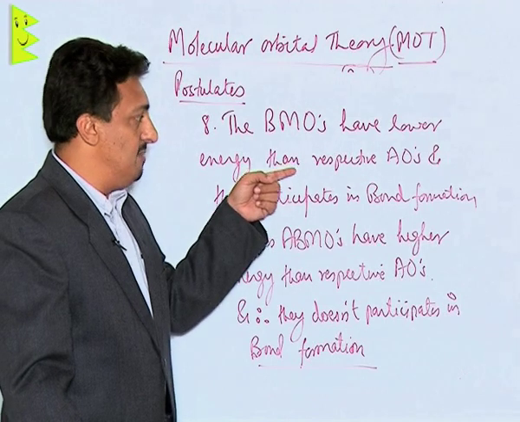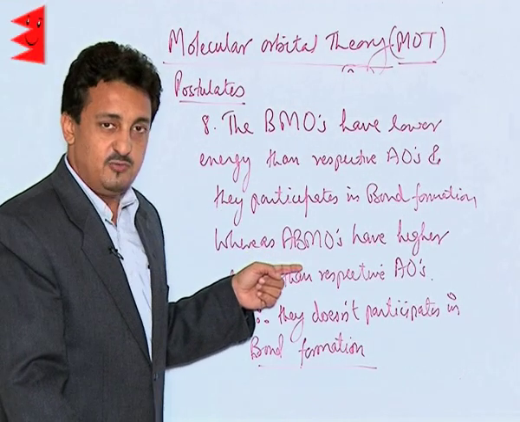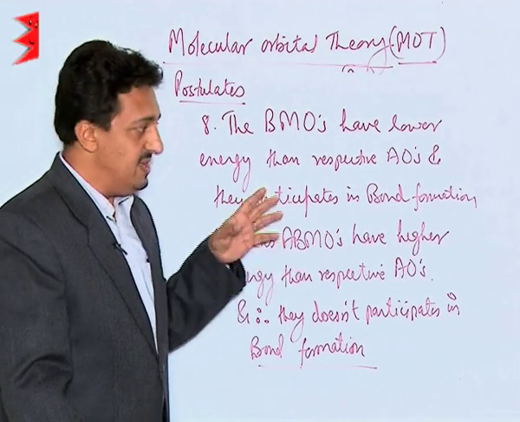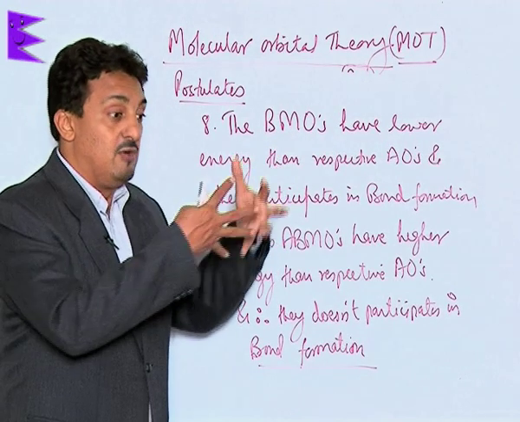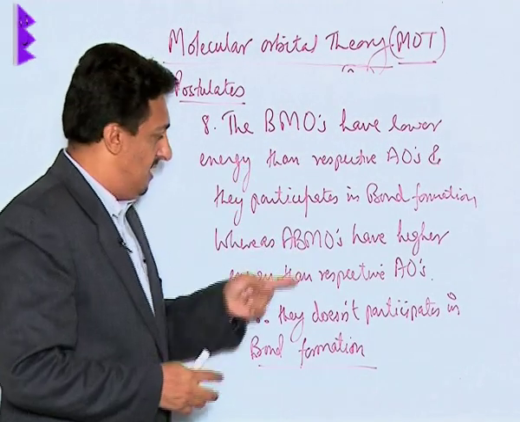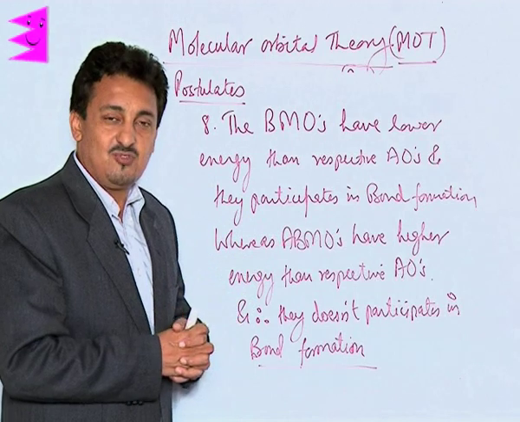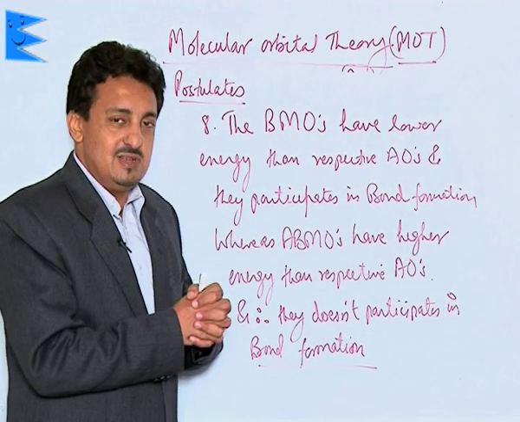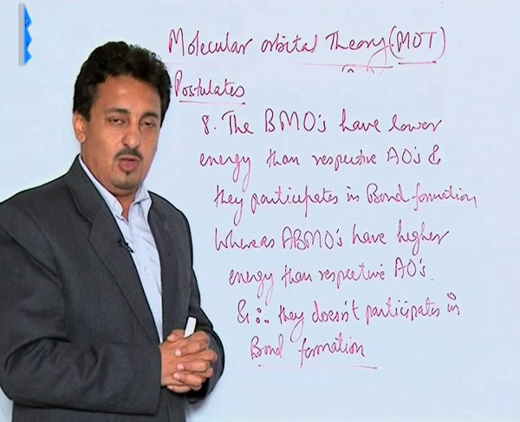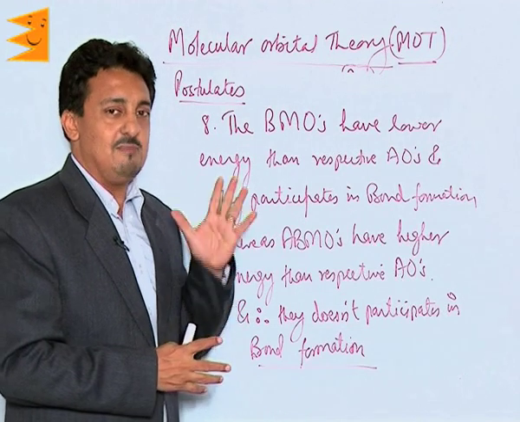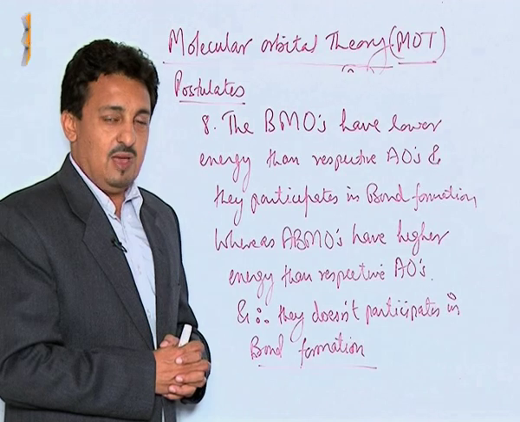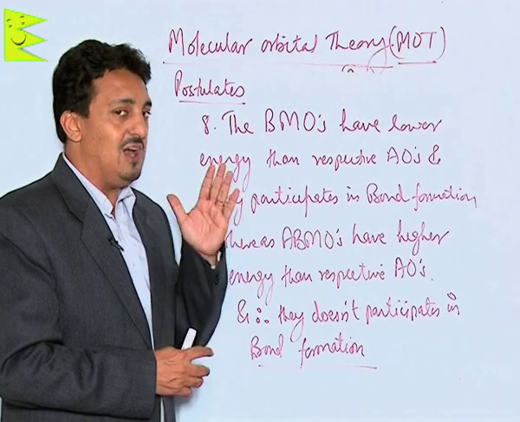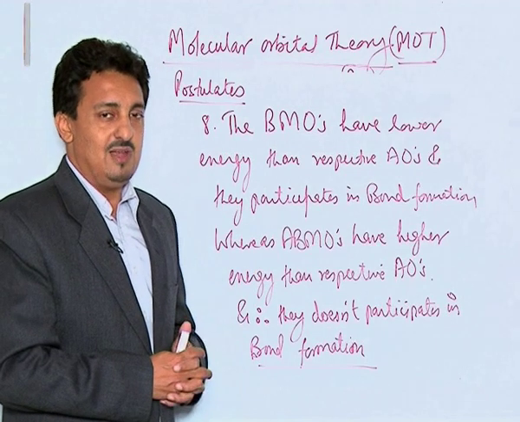Bonding orbitals are always involved in bond formation; anti-bonding orbitals are never involved in bond formation. Bonding orbitals are formed by the constructive overlapping of the atomic orbitals, and anti-bonding orbitals are formed by the destructive or subtractive overlapping of the atomic orbitals. Since both types of possibilities are there, both types of molecular orbitals are formed. So these are the main postulates of the molecular orbital theory. Now let us see how these two types of molecular orbitals are formed.